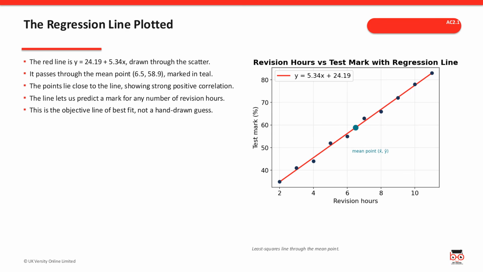Picture that line drawn through the scatter. It runs up through the mean point, 6.5 hours and 58.9 marks, and the dots sit nicely close to it, confirming a strong positive correlation. The beauty is that the line now lets us predict a mark for any number of revision hours we choose. And crucially, it's the objective least squares line, not somebody's hand-drawn guess.